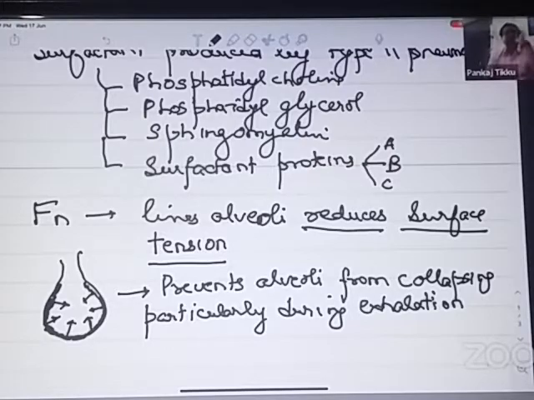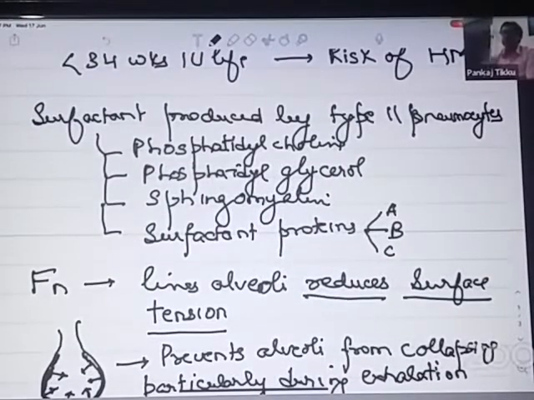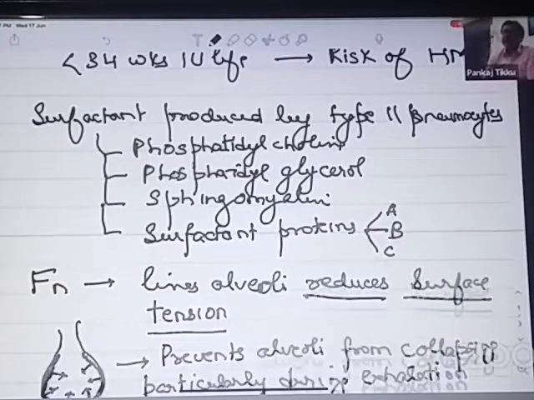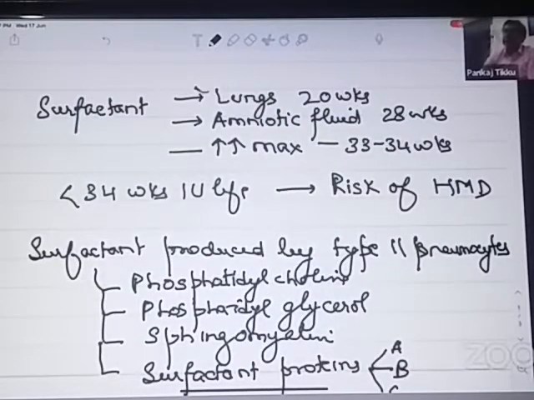Do you understand? So a surfactant is made up of phosphatidylcholine, phosphatidylglycerol, sphingomyelin, and surfactant proteins subtype A, B, and C. It is known to be present first in the lungs at 20 weeks of intrauterine life.